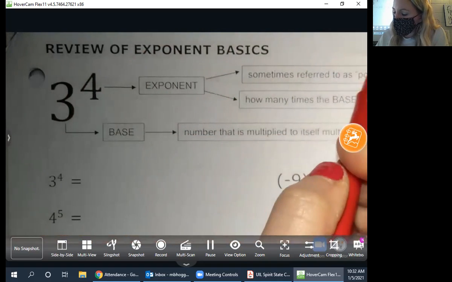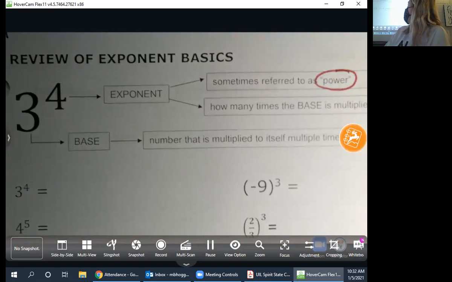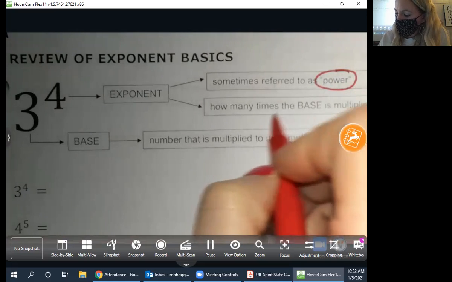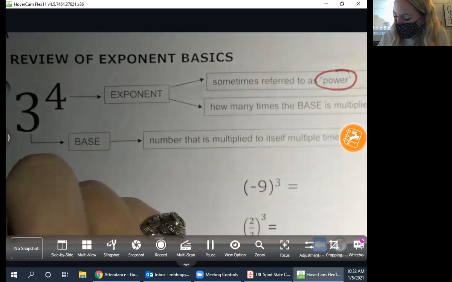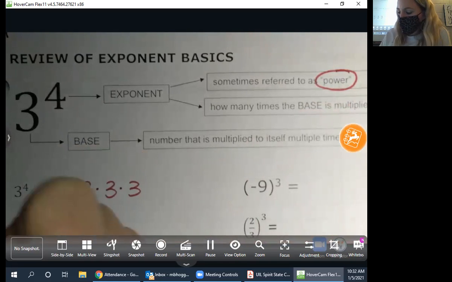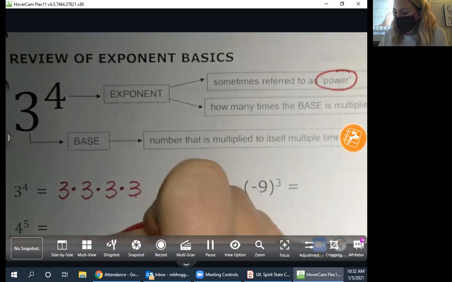So the exponent, I want you to circle this. It's sometimes referred to as a power. Okay. Circle that power, because I'm going to refer to it as a power a lot this unit. It's really how many times the base is multiplied to itself. So look down here, 3 times 3 times 3 times 3 is really what this is. We call this expanded form when we write it out. All right, so really what you're doing is you're saying 3 times 3 is 9, times 3 is 27, times 3 is 81. All right, so that's 81.